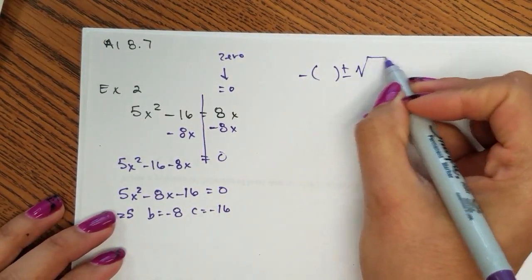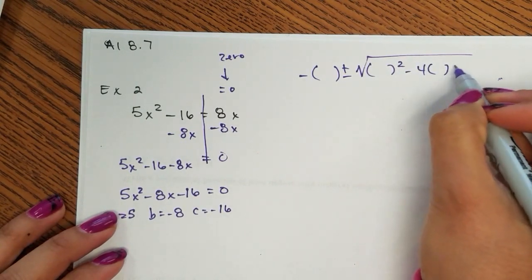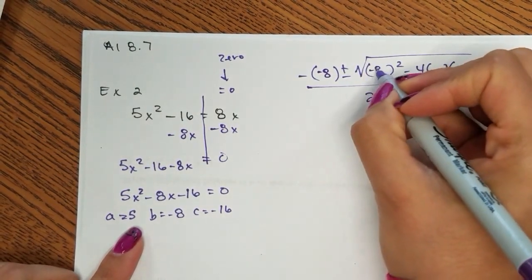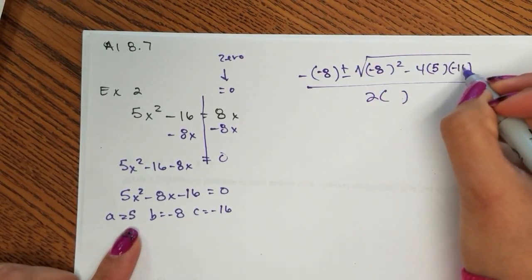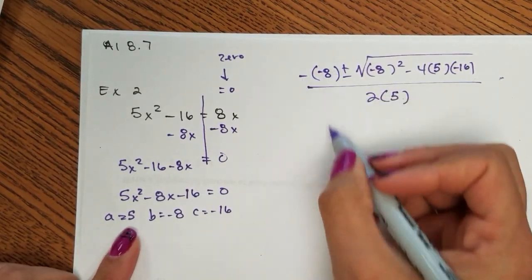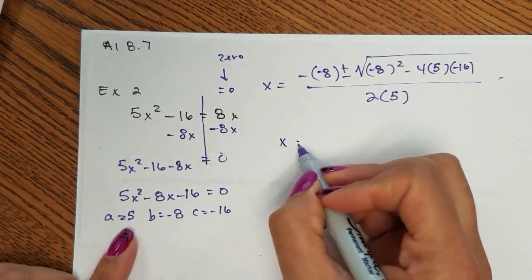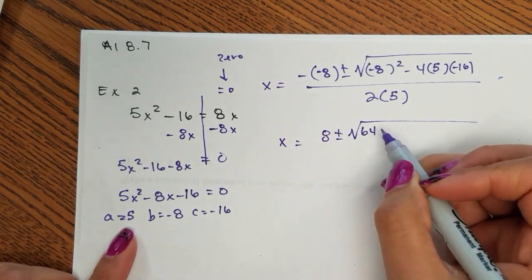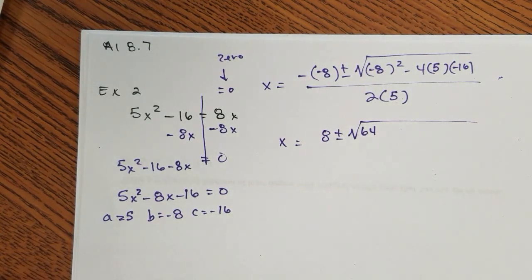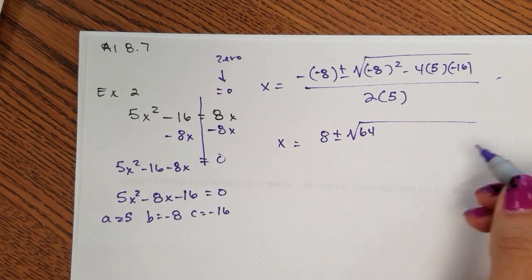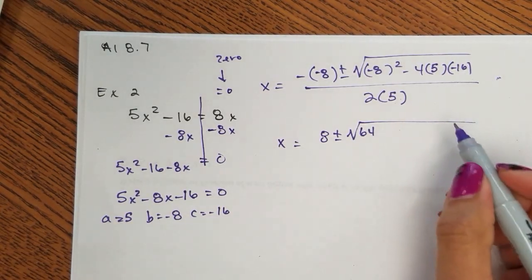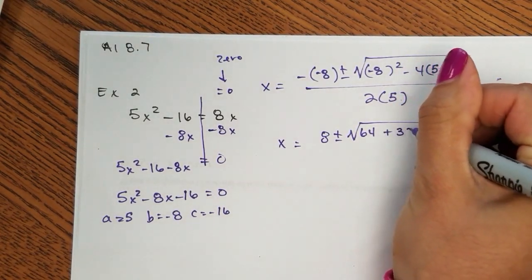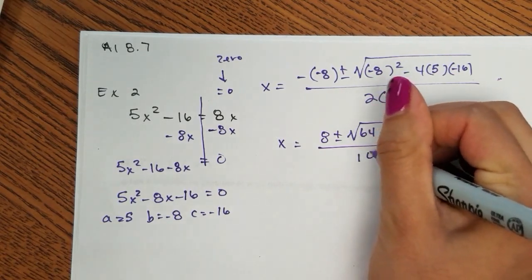Negative b plus or minus the square root of b squared minus 4ac all over 2 times a. Plug in your values. Simplify, double negative there, this is x equals +8 plus or minus the square root of 64. Then -4 times 5 times -16 is going to give you +320, all over 2 times 5 is 10.